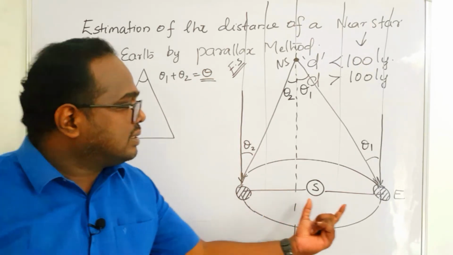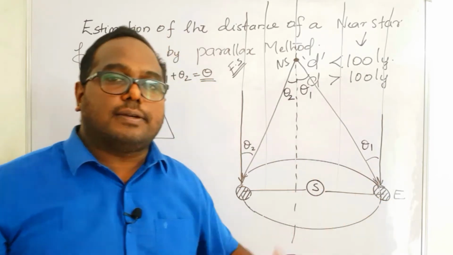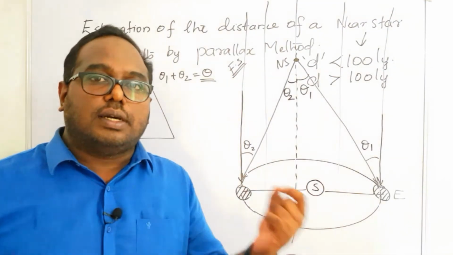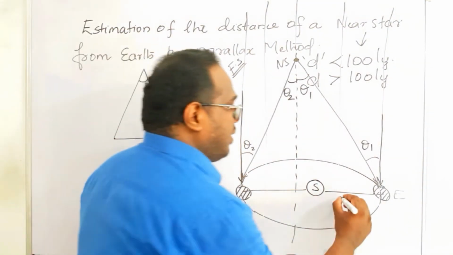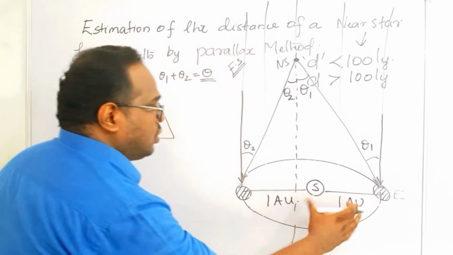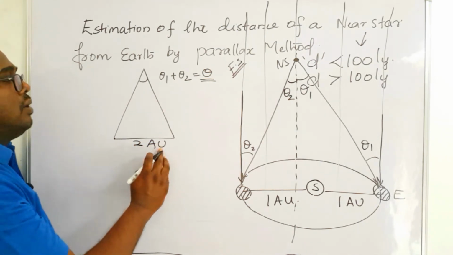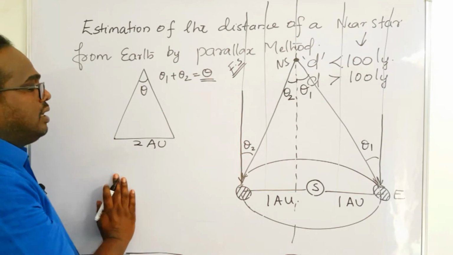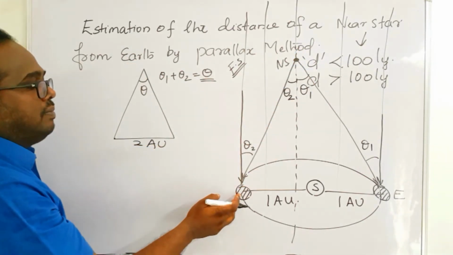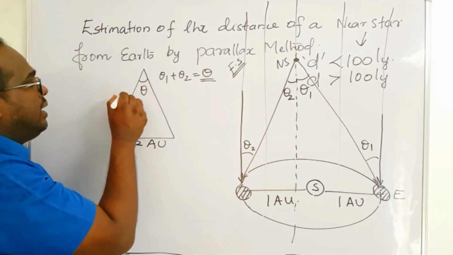Okay. What will be this distance? You know this distance. What is the average distance between Sun and Earth? We have studied this in the previous lecture. That is 1 astronomical unit, right? 1 AU. This also 1 AU. So total 2 AU. This angle is theta and we have to find out the distance of the star from Earth. Okay. So let it be D.